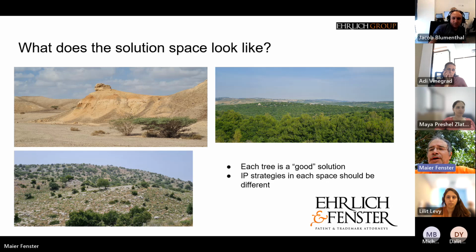Now, also, when you have technologies and you have a problem to be solved, the solutions can look like that. The solution could be there's only one or two. The solution could be there are quite a few, but there's distance between them. Or it could be continuous. You have a solution, you move to the right, you have another solution. You move to the left, you have another solution. In each one of these, you should have different IP strategies.